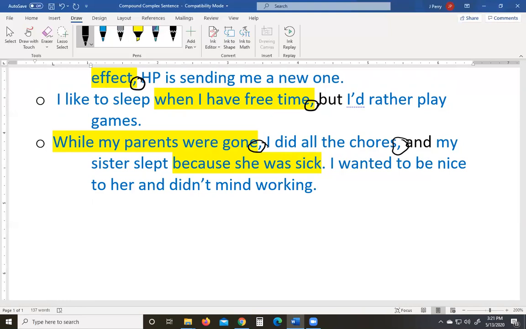So that's it. That's how you write a compound-complex sentence. I know it might have sounded like it was going to be more than that, but it's not.